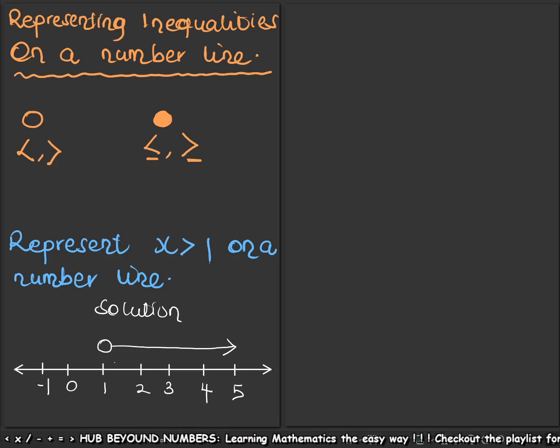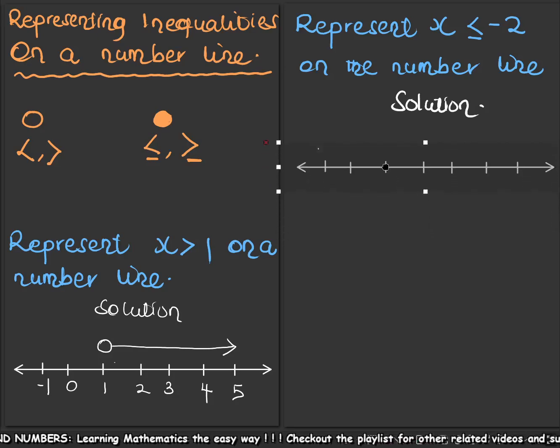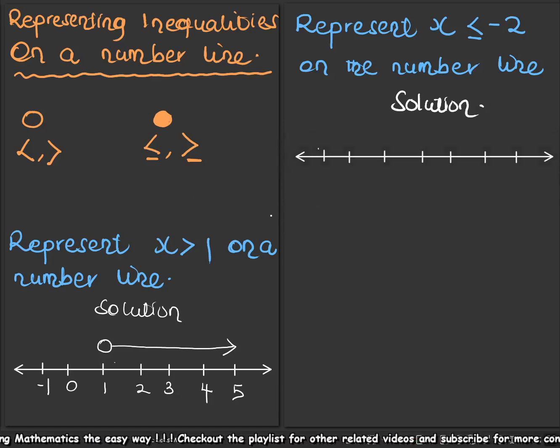Let's take another one. Okay, so this one says we have to represent x is less than or equal to negative 2 on the number line. And as we did this, you need your number line. So I'm just going to put my number line here, and then we'll give it a label. This time around, it says x should be less than or equal to -2.